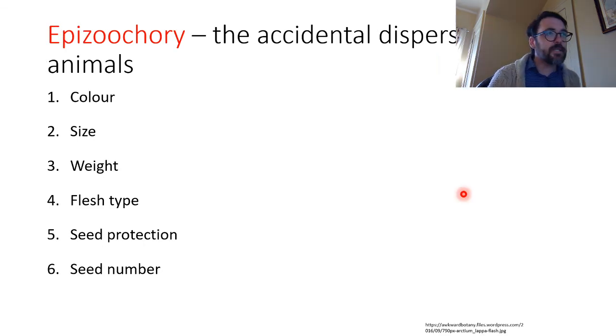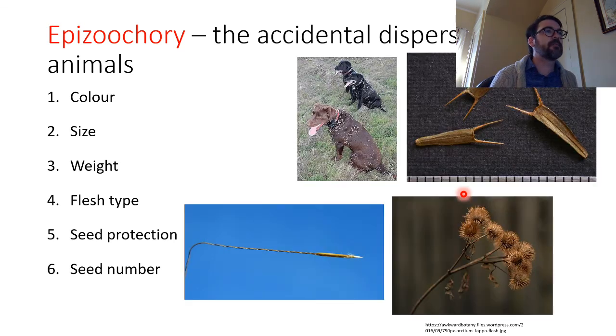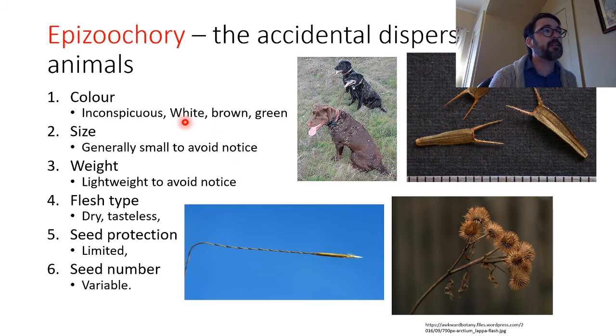And then epizoochory is the accidental dispersal by animals, right? So these are the kinds of things that you probably don't like to encounter in nature, right? So you want these inconspicuous, non-colored things so animals don't notice them. Small, lightweight, dry and tasteless, relatively few seeds, and these are all the kinds of things with adaptations that allow them to stick into your sweater and stick all over your dogs. That's basically causing accidental dispersal.